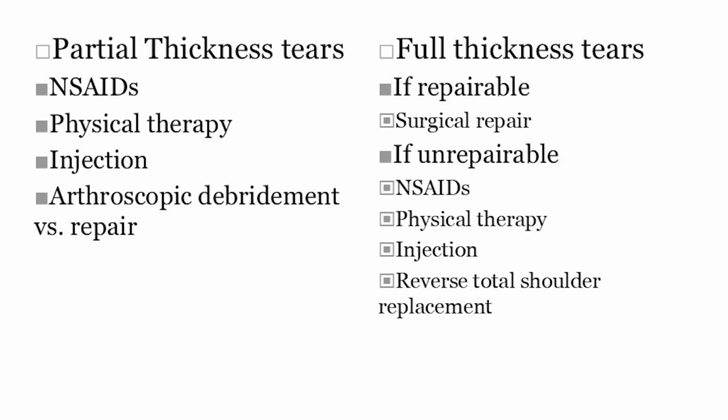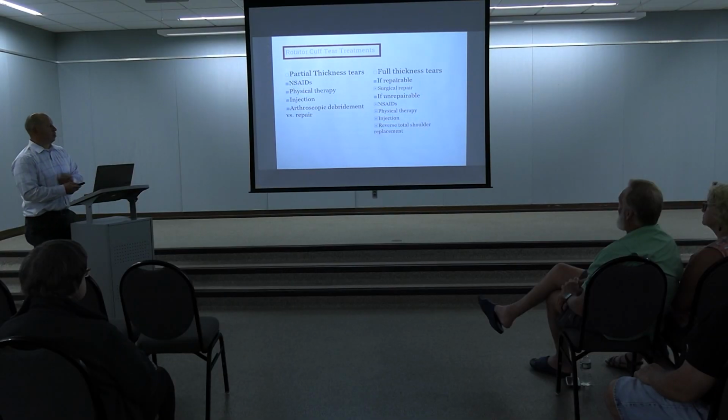Corticosteroid injection can help decrease the inflammation and the pain. And then if those fail to provide relief, you have the option of basically an arthroscopic debridement versus repair, depending on the degree of the tear. If it's a relatively minor tear, a lot of times they'll just debride the irregular tissue. If it's more extensive, we'll usually go on to repair it.